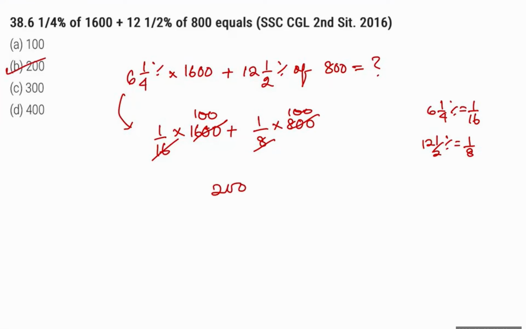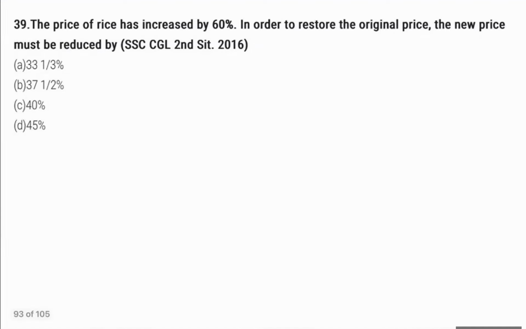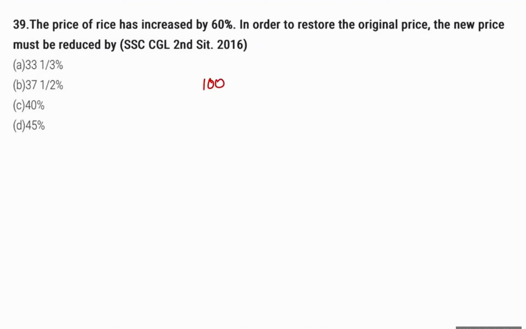Next, in 2016 the price increased by 60%. In order to restore the price as well as it amounts, take the original or old price as 100. It increases by 60%, so it becomes 160%.